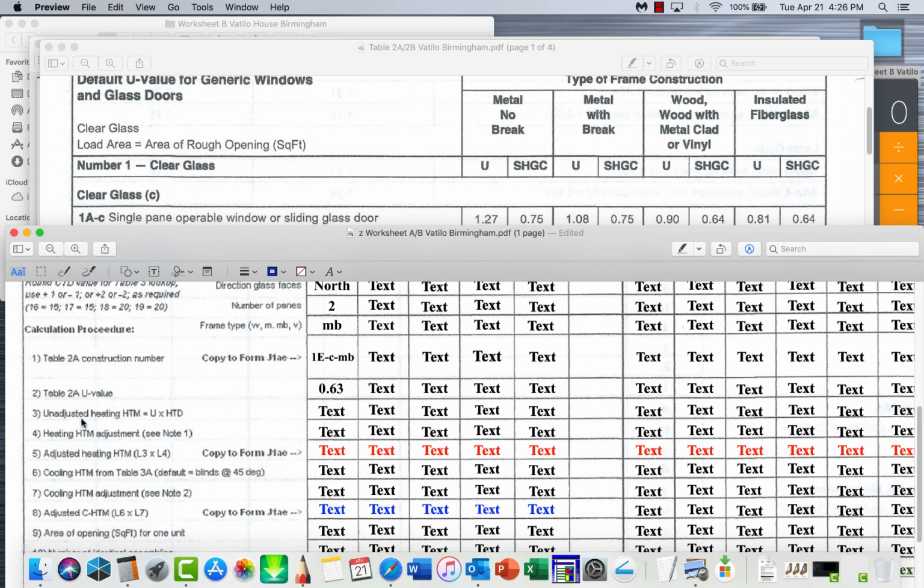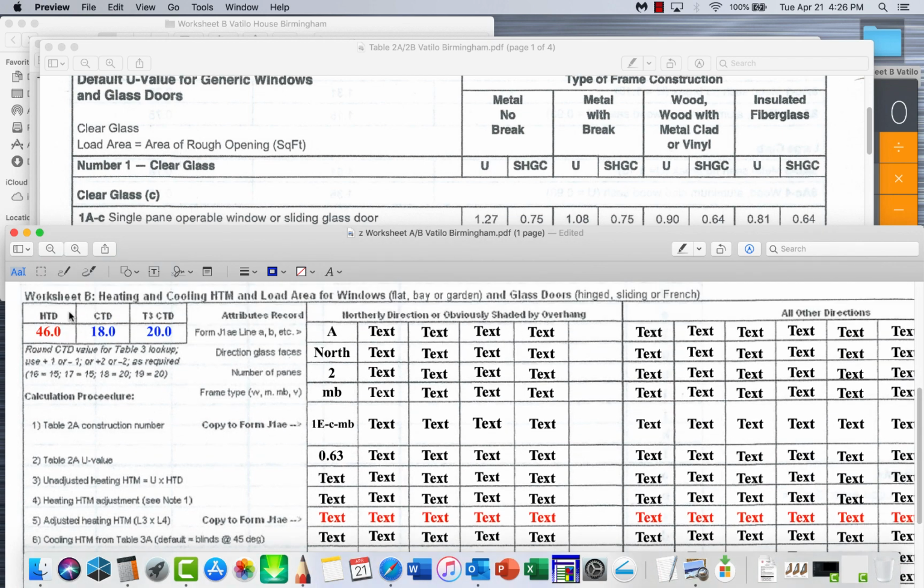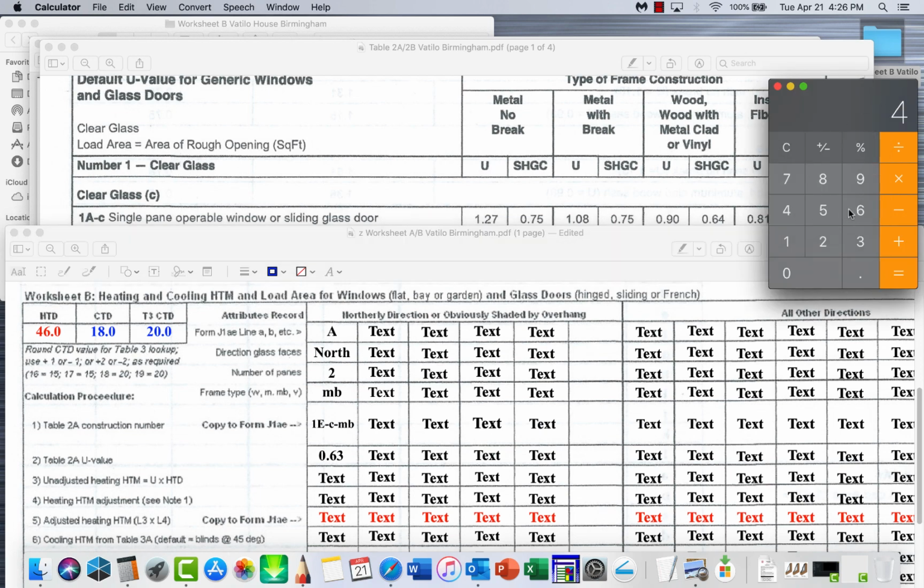All right, next part. Heating HTM unadjusted equals U times HTD. Okay, so what was our HTD? Our HTD is right here, 46. So we'll bring the calculator up. 46, and it says times our U value, which is 0.63, and we get 28.98.